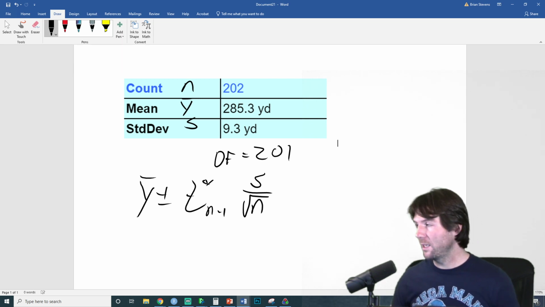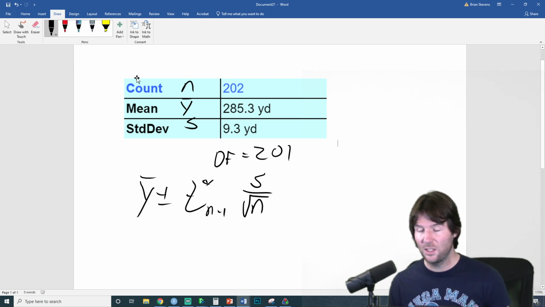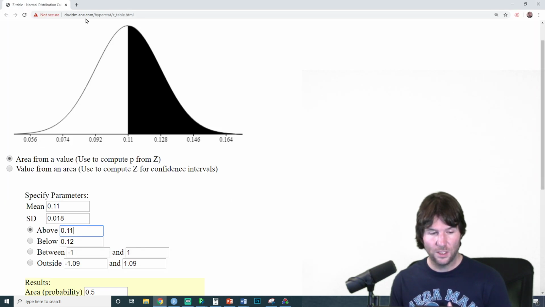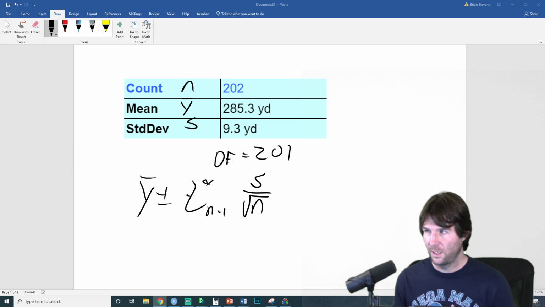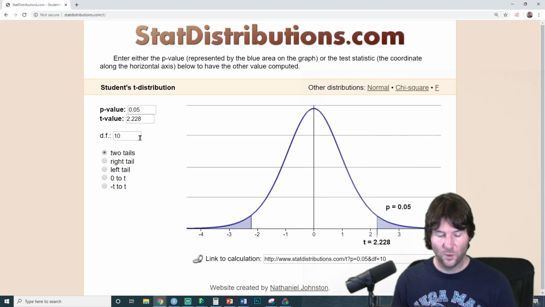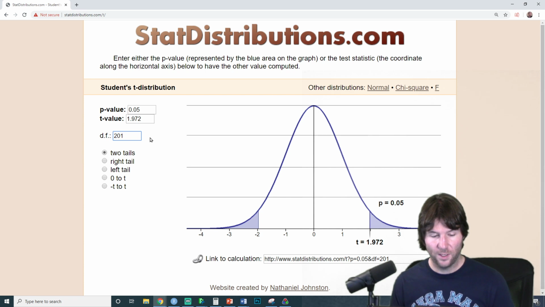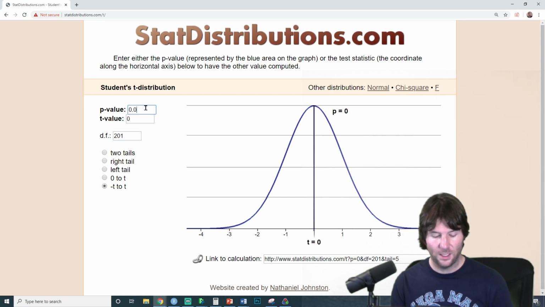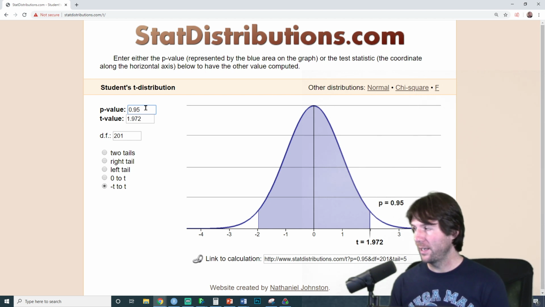Now, when we build a 95% confidence interval, the z-score is usually 1.96. But we don't want to do the z distribution. We want to do the t distribution. So we want to go here to stat, distributions, t, and we're going to punch in the 201 degrees of freedom, and there's the t-score. If it makes it a little easier to see, we could do it this way, where we're shading the middle 95%. So this is the t-score we're going to use, 1.972.